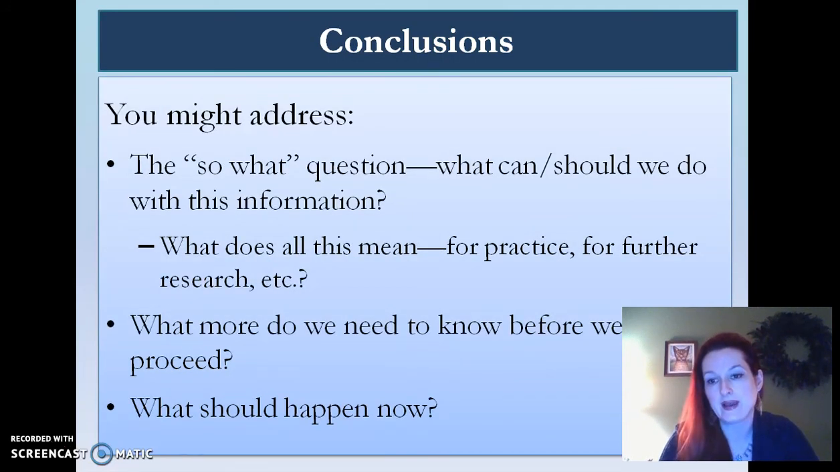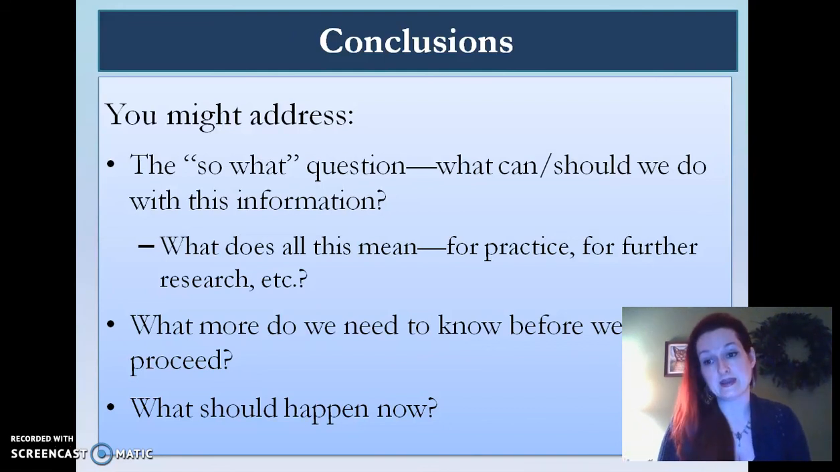So how do you do that? How do you talk about implications? Well, you can address the so what question. So what does this mean? Why is it important? What can we do with this information now that we have it? What should we do with it? What does all this mean for practice? Do we make a practice change as a result of all this? Do we not? Are there questions that still remain to be answered? Should we do some further research? What should future researchers focus on? What more do we need to know before we can proceed? What should happen now? What are the next steps?